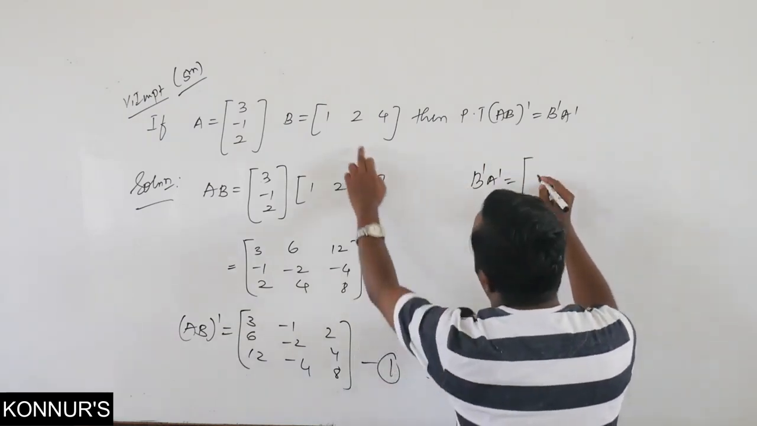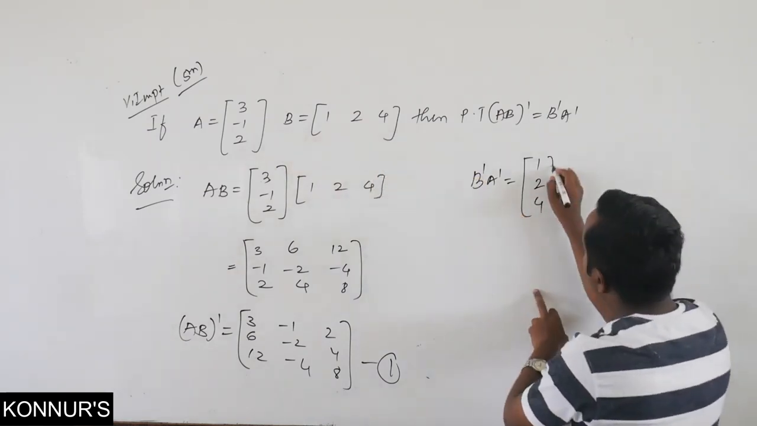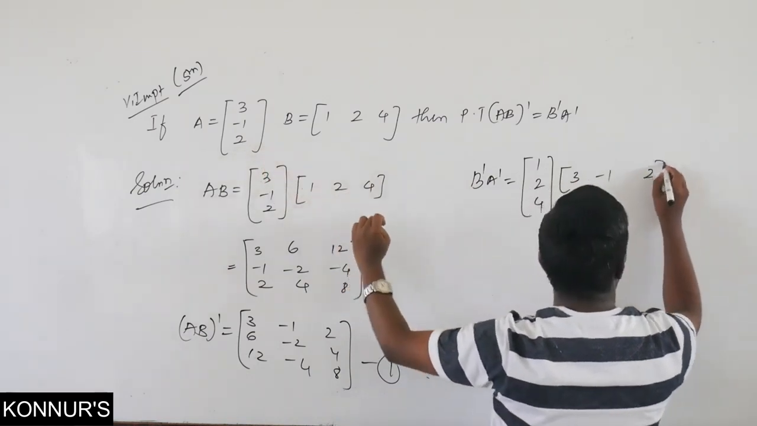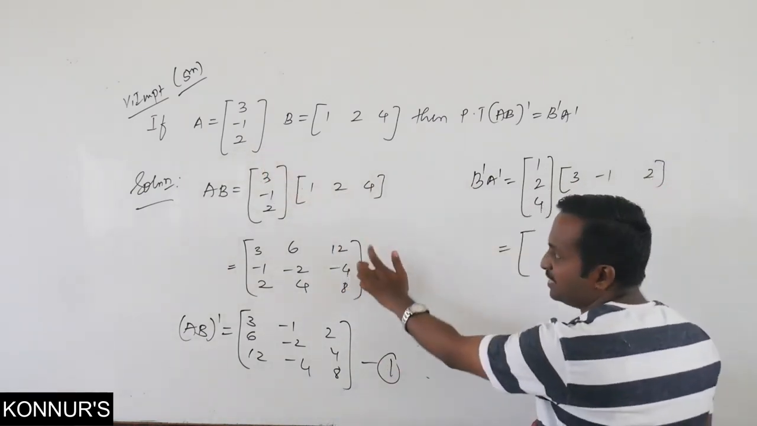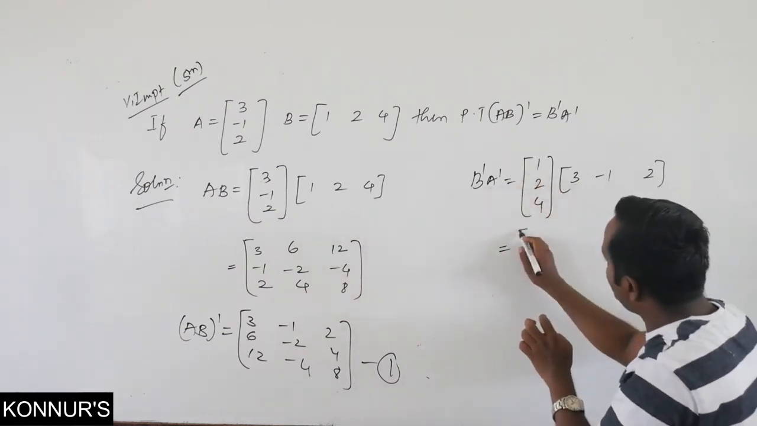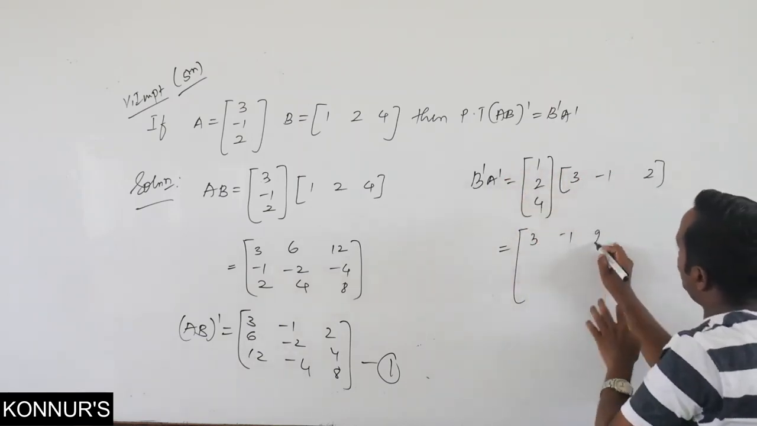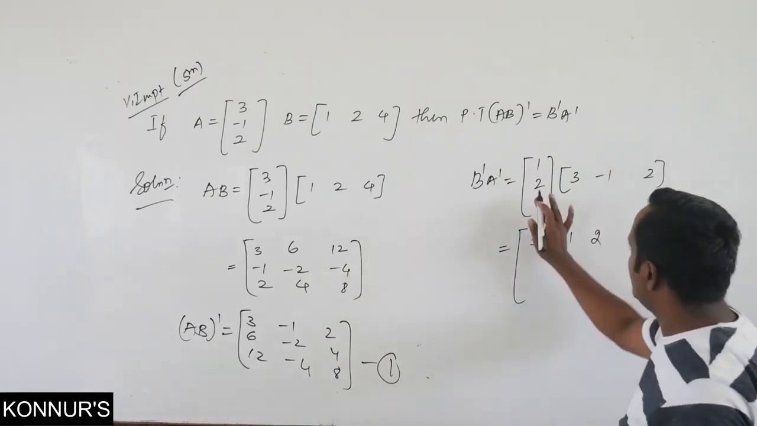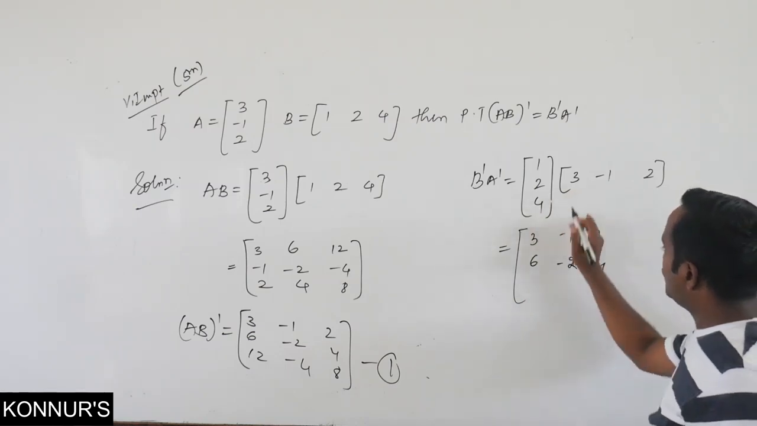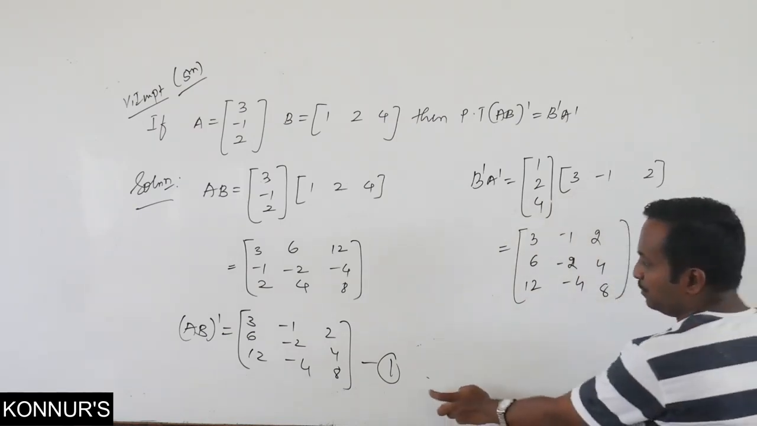What is the B' matrix? 1, 2, 4. I made it a column matrix because it was a row. A' is 3, minus 1, 2. Again matrix multiplication, same as the previous one. 1 into 3 is 3. 1 into minus 1 is minus 1. 1 into 2 is 2. First row, first column, first row, second column, first row, third column. 2 into 3 is 6. 2 into minus 1 is minus 2. 2 into 2 is 4. 4 into 3 is 12. 4 into minus 1 is minus 4. 4 into 2 is 8.